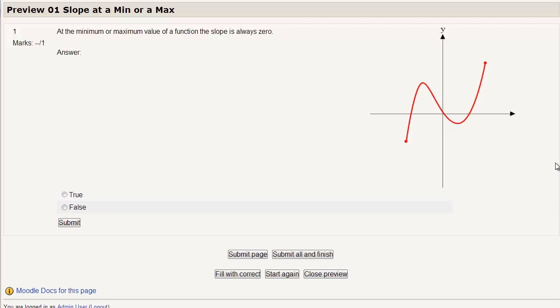And so at the minimum and maximum value of any function, is the slope always 0? That is the question. And of course the question was, at the minimum or maximum value of the function, is the slope always 0? It's given to you as a true or false statement, and the actual answer is false.